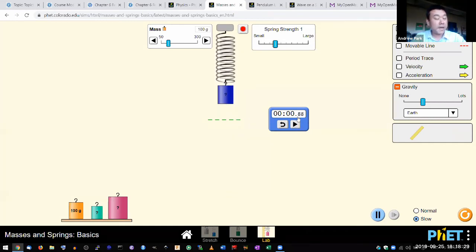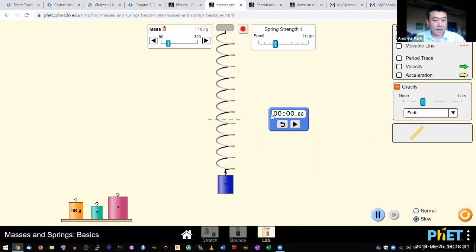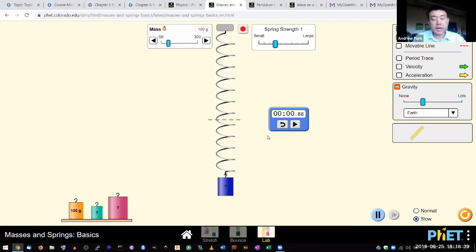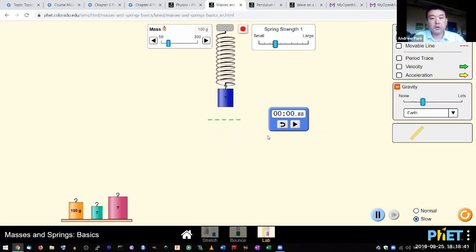Yeah, it's 0.88 seconds. So counting for my reaction time, it's about the same amount of time, the same period. And this is a characteristic feature of simple harmonic oscillator motion.